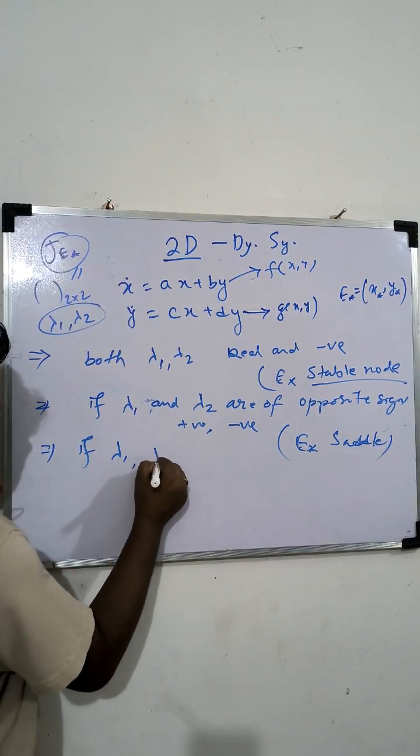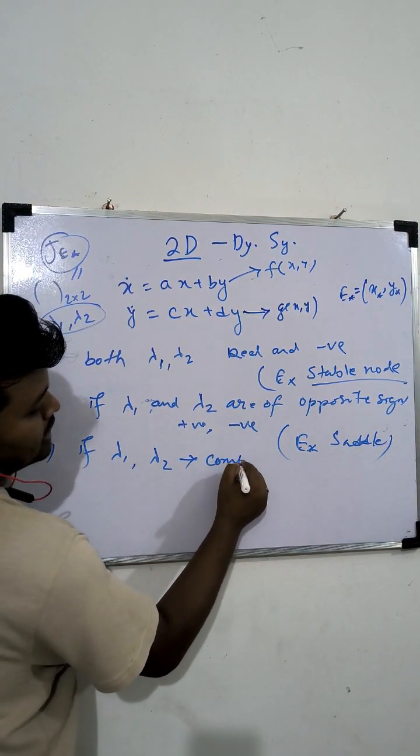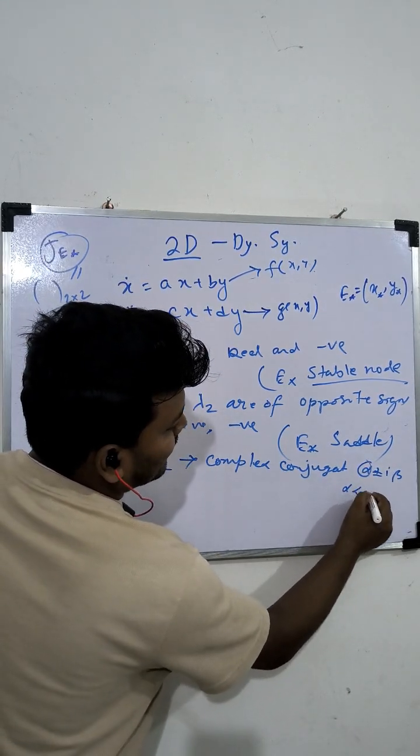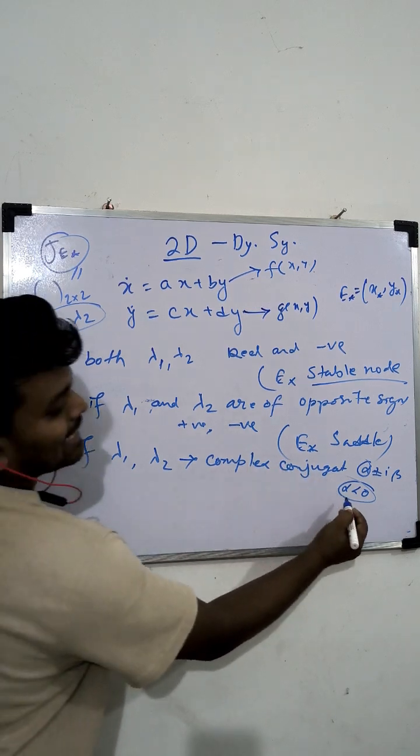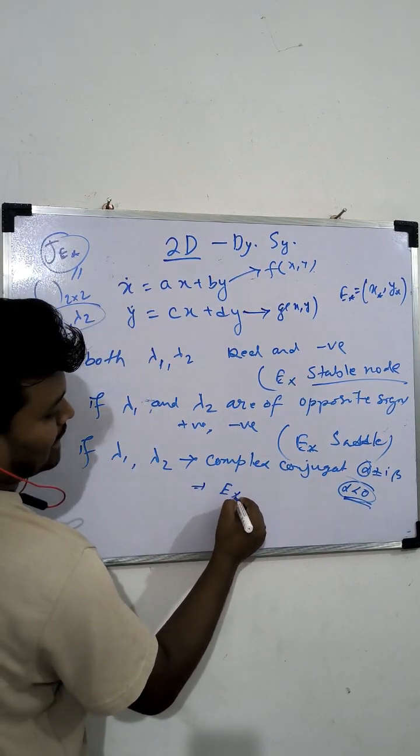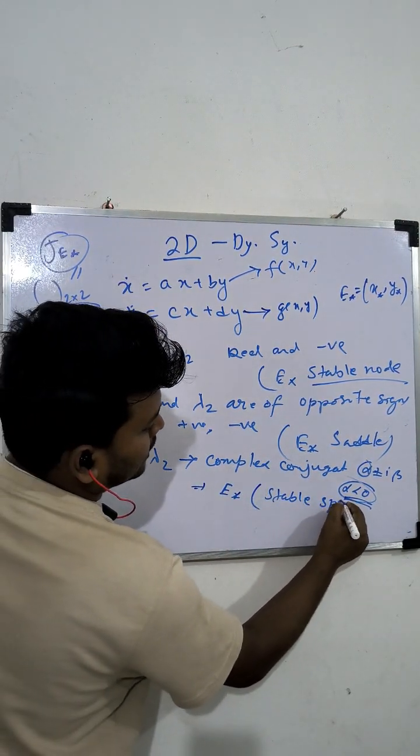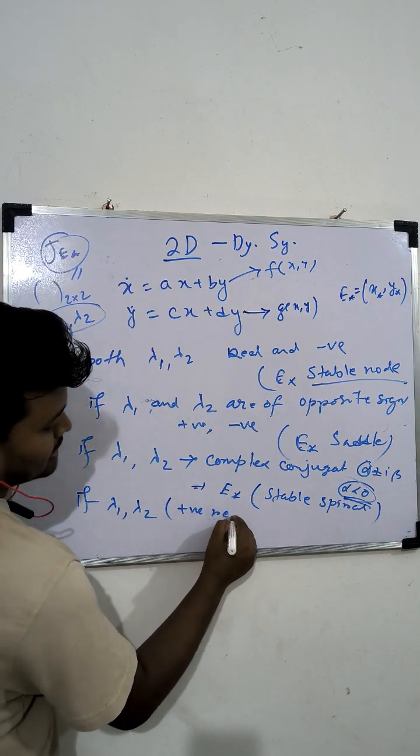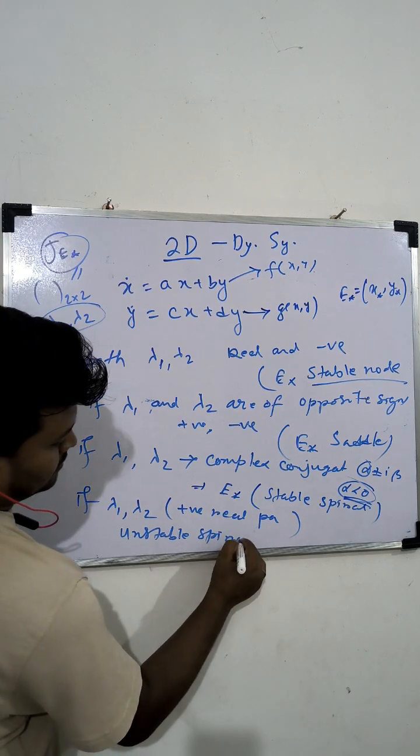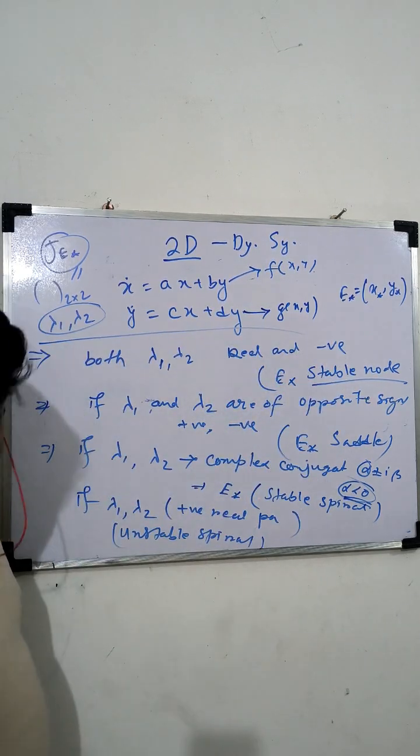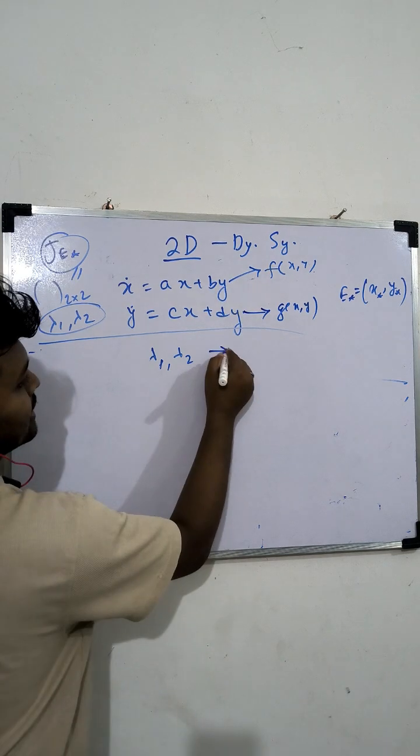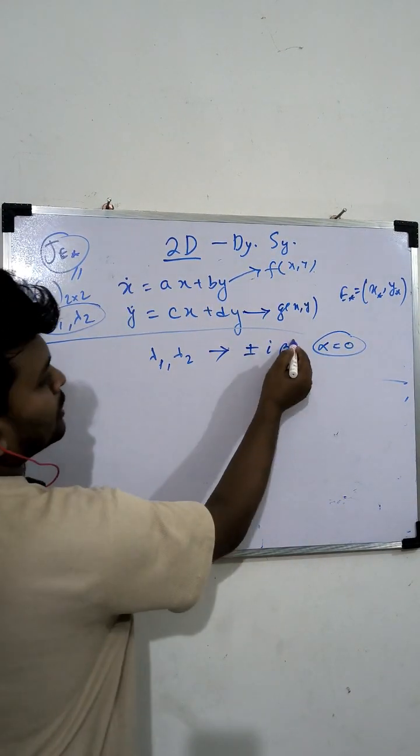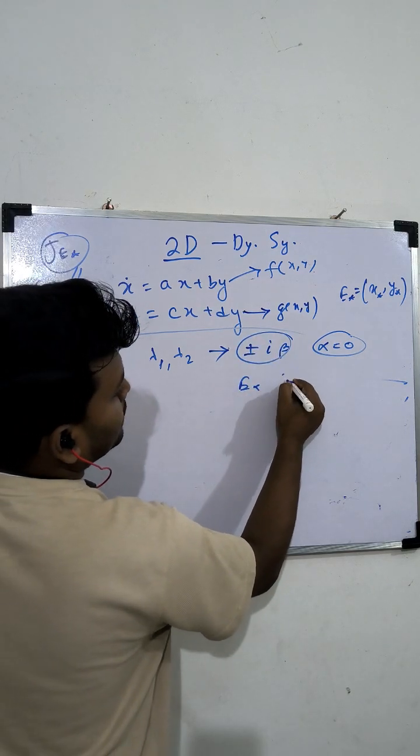If lambda 1, lambda 2 are complex conjugates like alpha plus minus i beta, where alpha is negative, that is complex conjugate with negative real parts, then this E star will be a stable spiral. And if lambda 1, lambda 2 have positive real parts, then unstable spiral. And most importantly, if lambda 1 and lambda 2 are purely imaginary, that is plus minus i beta, alpha is 0, so the real part is 0, then E star will be a center.